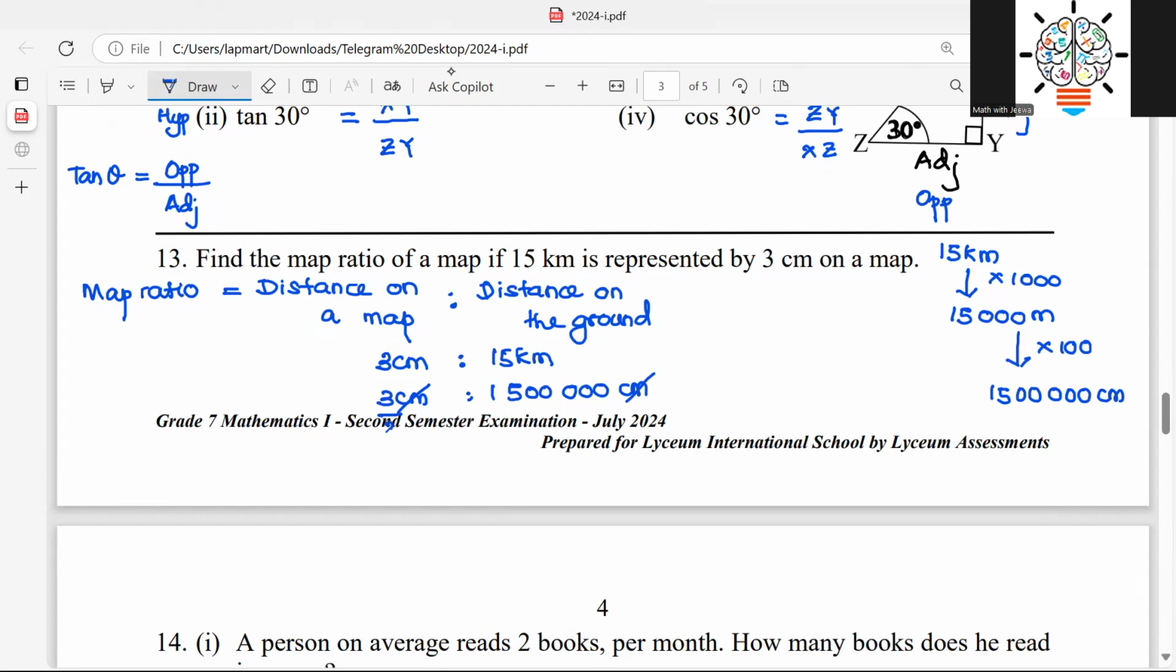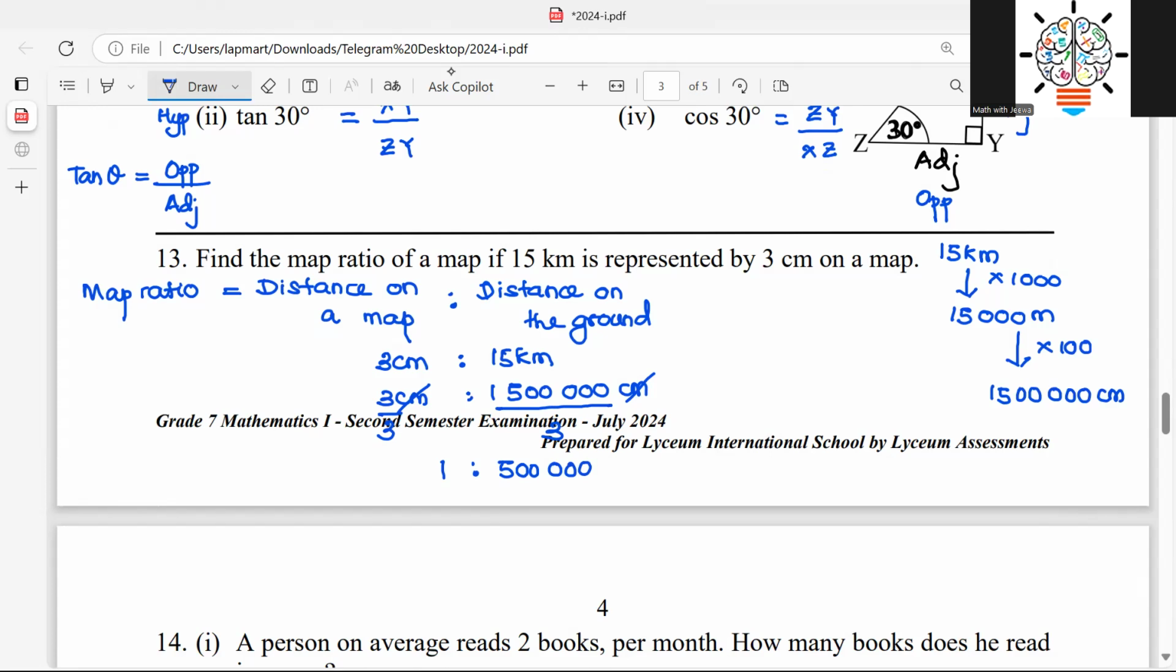So then I want to simplify. I divide both sides by 3. Then this becomes 1 and this becomes 500,000. So then the map ratio will be 1 to 500,000, right? Find the map ratio.